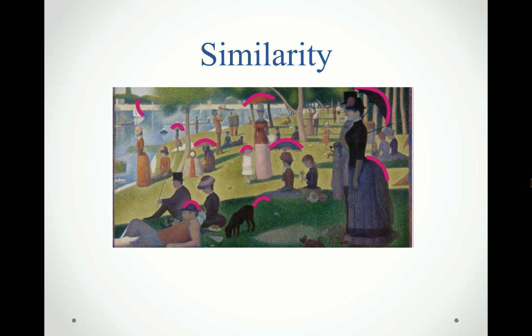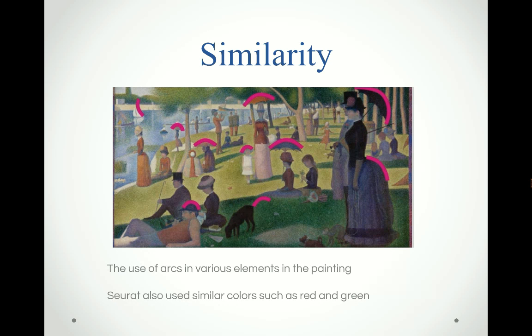In the Seurat painting, similarity is used in many ways. Ladies' hats, umbrellas, the dog's tail, the man's hat all have an arc shape to them. Notice also that Seurat repeats his colors. Colors of the dresses, the man's shirt, and blouse all in the center are red. Green is another color he uses throughout the painting.